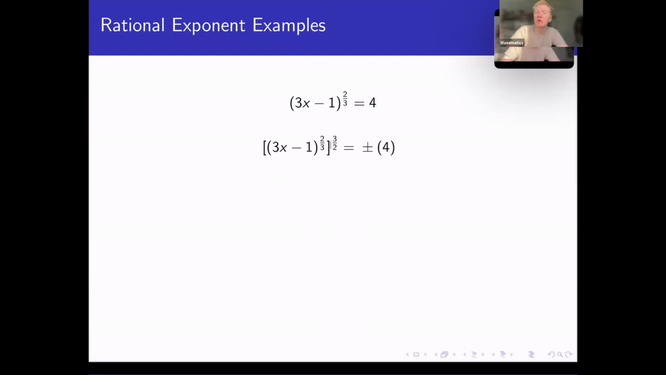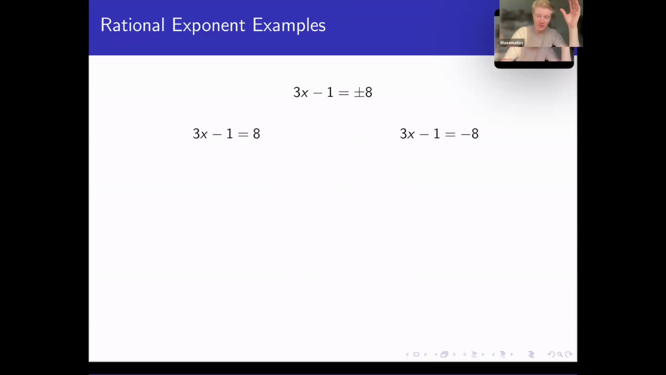Again, when we raise both sides to the 3 over 2, this is like saying take the square root of both sides and then cube it. And we remember from 1.3 that when we are taking the square root of both sides, we pick up a plus and minus. All right, so 4 to the 3/2 says take the square root first. Square root of 4 is 2. 2 cubed is 8. And now we just get two equations. 3x minus 1 equals positive 8. 3x minus 1 equals negative 8.